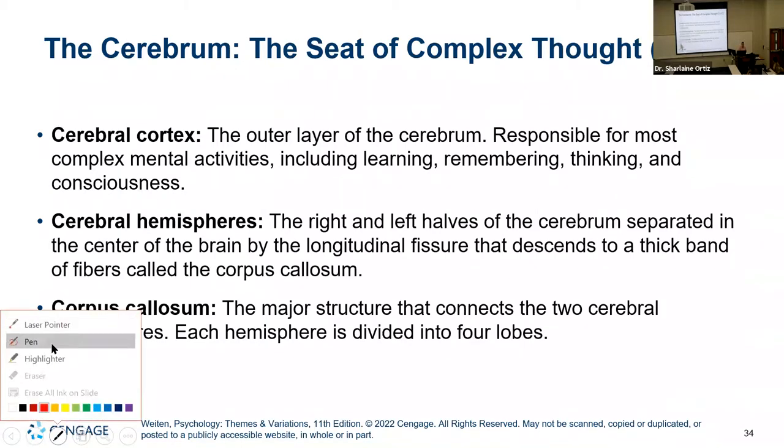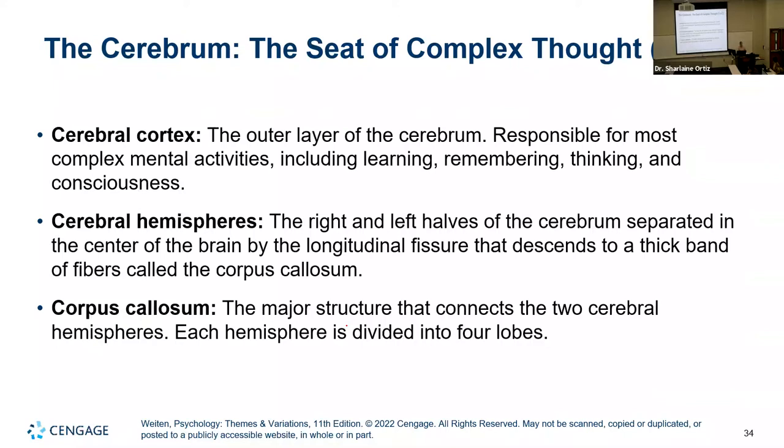The cerebral cortex, I want you to think about whenever you get something brand new, you bought something off of Amazon and it has this nice little film on top of it, right? That's what the cerebral cortex is. It's this film, it's this layer on the cerebrum. But unlike a protective film, the cerebral cortex does have cerebral functions. For example, in your cerebral cortex, this is where the most complex mental activities occur.